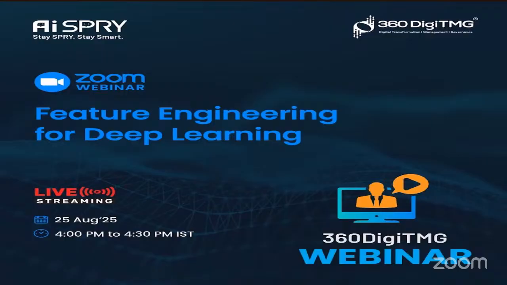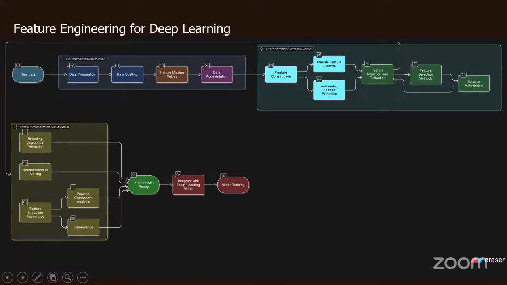So now, in today's lecture, we are going to understand how we can use feature engineering and what its architecture is. Here we are going to discuss data preparation and splitting, feature construction and selection, feature transformation and encoding, building the feature set and integrating this with the deep learning models.